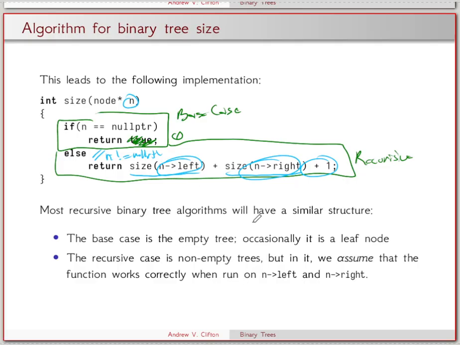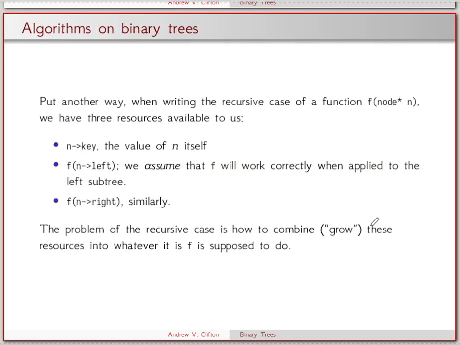So, to generalize this, the base case is usually going to be the empty tree. So you'll say, what do I do for the empty tree? Every once in a while, it'll be, what do I do for a leaf node? And then the recursive case is usually non-empty trees, but in it you get to assume that the function that you are writing will work correctly when you run it on n arrow left and n arrow right. So you can consider those as, I already have the answer for the left and the right, and how do I combine those into the answer for the whole thing?